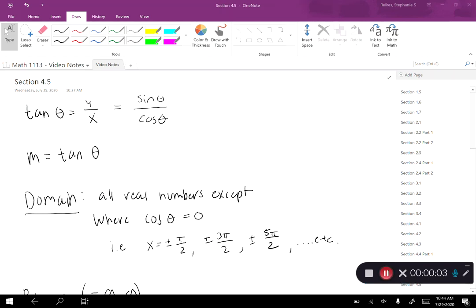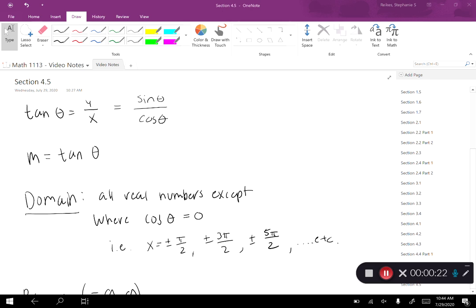Section 4.5 is all about graphs of other trig functions. So we'll talk about tangent, secant, cosecant, and cotangent. So let's start with tangent. Tangent theta is y over x, which is sine theta over cosine theta.